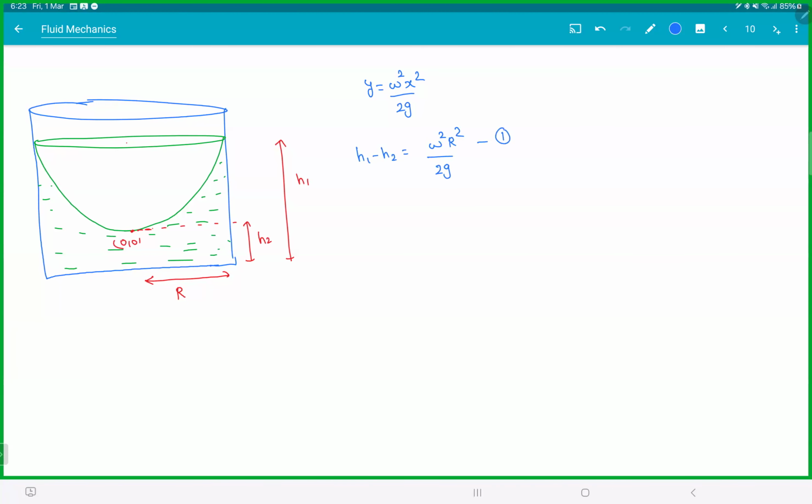Agreed? The difference in height of the parabola is a y coordinate, which should be equal to omega square r square by 2g. Make sense? Basically, in this paraboloid, this is 0, 0, and this coordinate will be r, h1 minus h2. Next thing, conservation of volume.